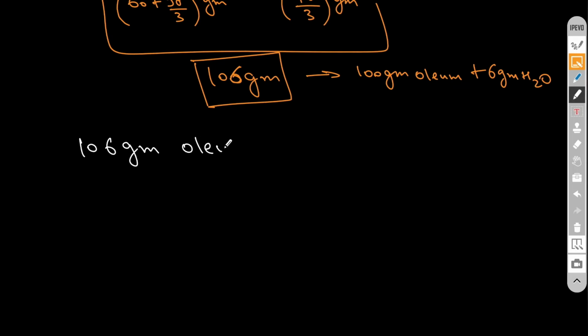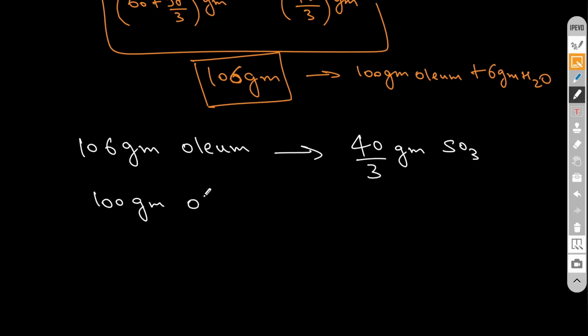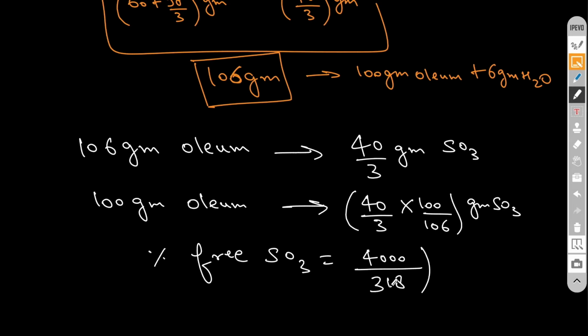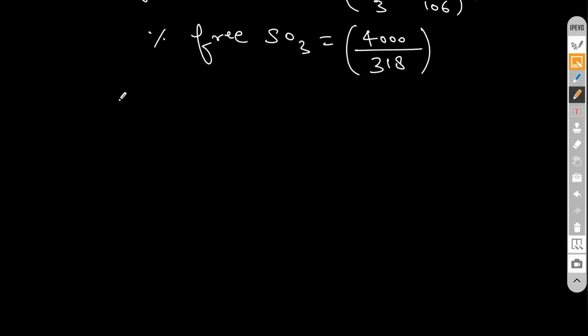So 106 gram oleum has 40 by 3 gram of SO3. So 100 gram oleum will have, simply using the unitary method, 40 by 3 multiplied by 100 divided by 106. This is the weight of SO3 in 100 gram oleum. Now we'll write percent free SO3, which will be simply the weight of SO3 present in 100 gram oleum sample. It will come out to be 4000 divided by 318.